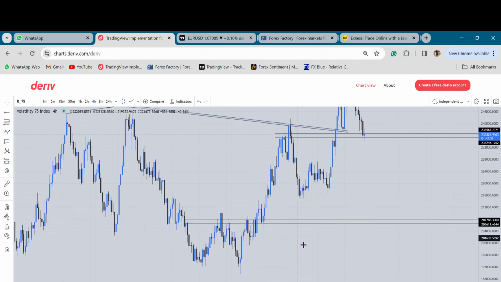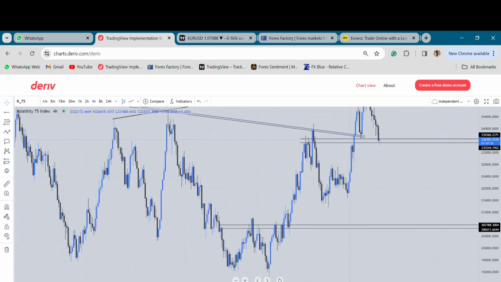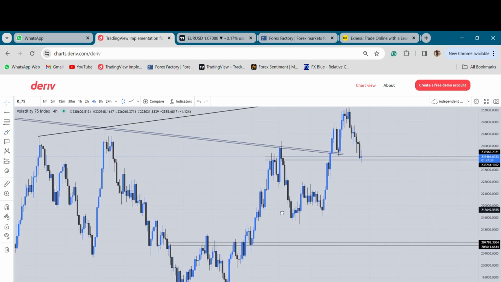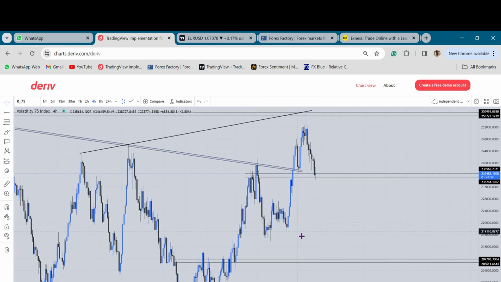If you can remember well, on the daily time frame it showed that we did not have any kind of retestment to this area. But when you use your H4, you identify this as your breakout and this as your retest. Good. Now having that in mind, we know where the buy comes from. So we go back to this structure here.